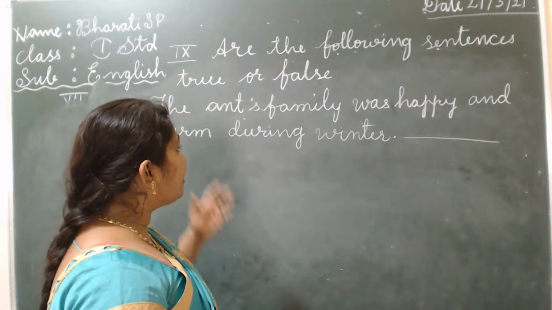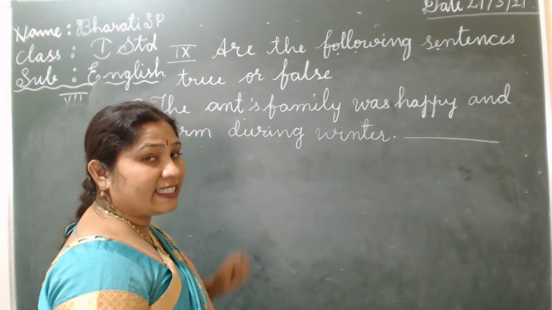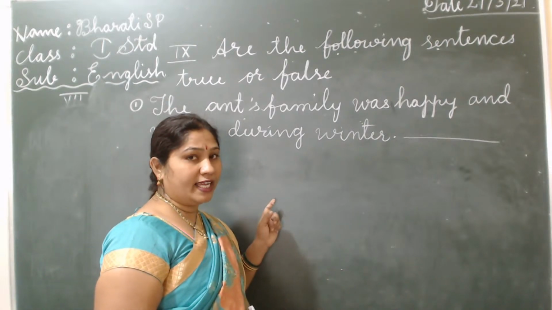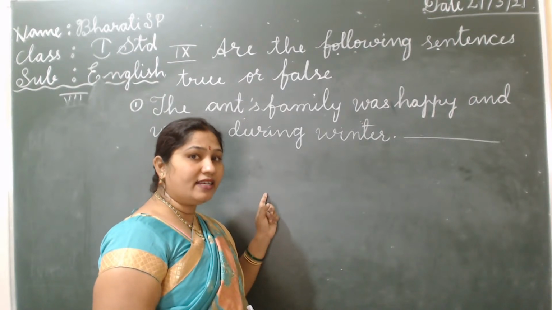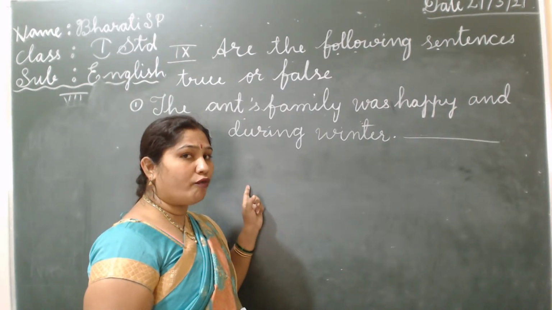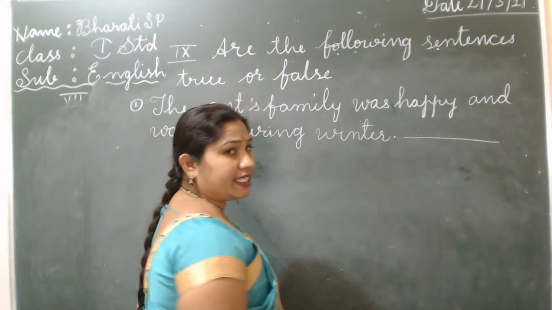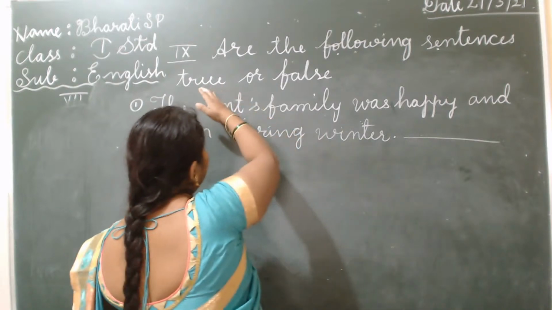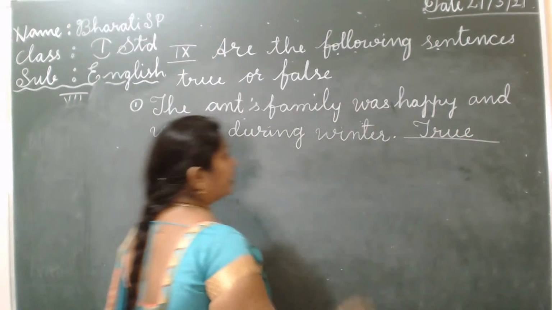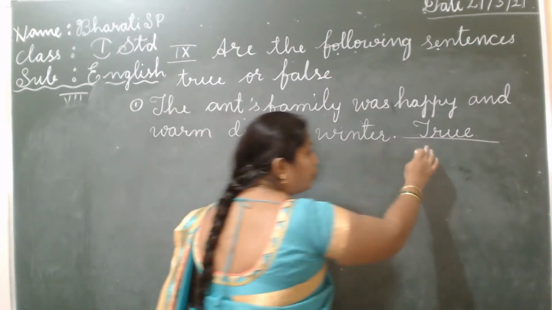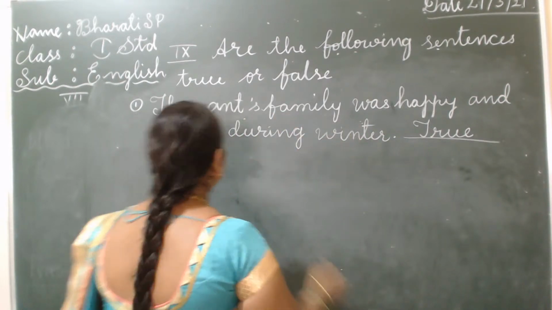In the winter season, the ant family is happy. Is that right children? Tell me. Yes, the ant is very hardworking and they plan very well, because its family is very happy and warm during the winter season. Yes, what do you need to write here children? You need to write true. T-R-U-E, true. In this statement, you need to write true because in the winter season, the ant family was happy and warm.